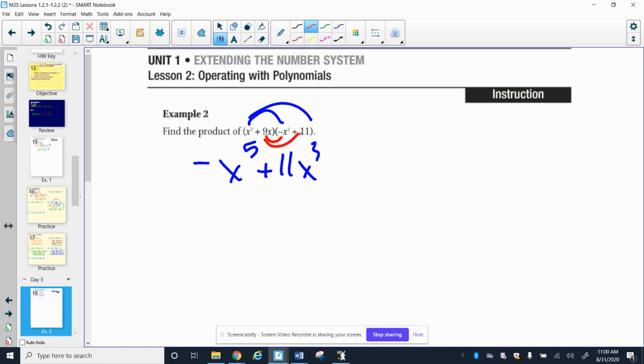Then we're going to multiply the 9x to both. 9x times negative x squared, that'd be minus 9x cubed. Then 9x times 11, plus 99x.